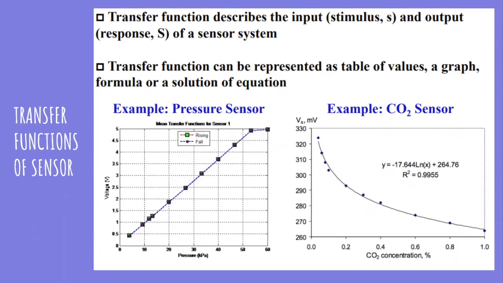Transfer function describes the input, which is the stimulus, and the output, which is the response of a sensor system. Transfer function can be represented as a table of values, graph, formula, or a solution of equation. As you can see in the graph below, that is one example of the transfer function of a sensor: the pressure sensor transfer function and the carbon dioxide sensor transfer function.